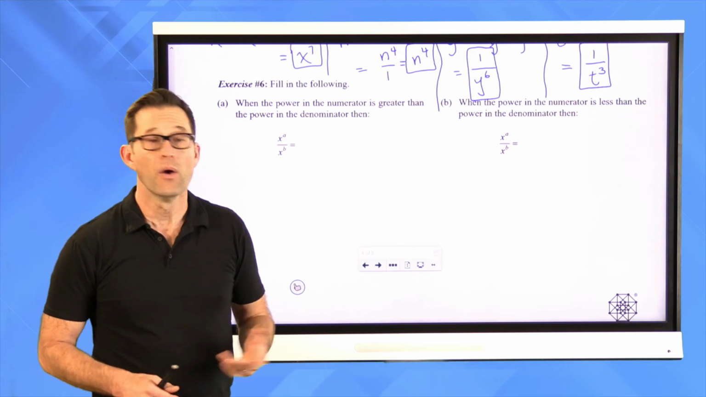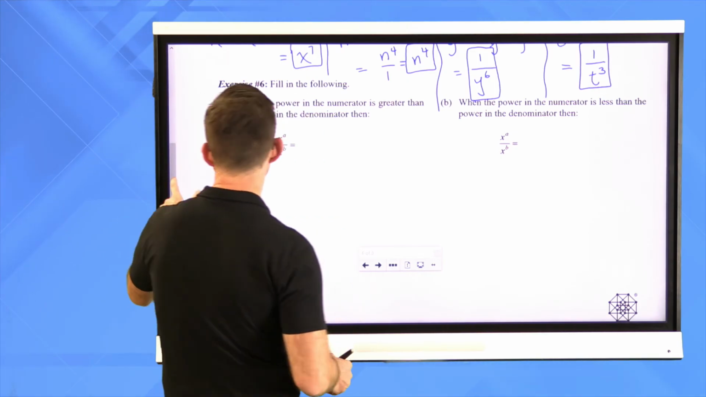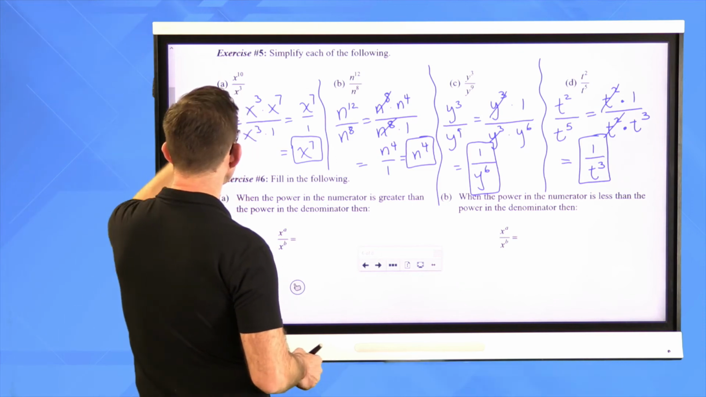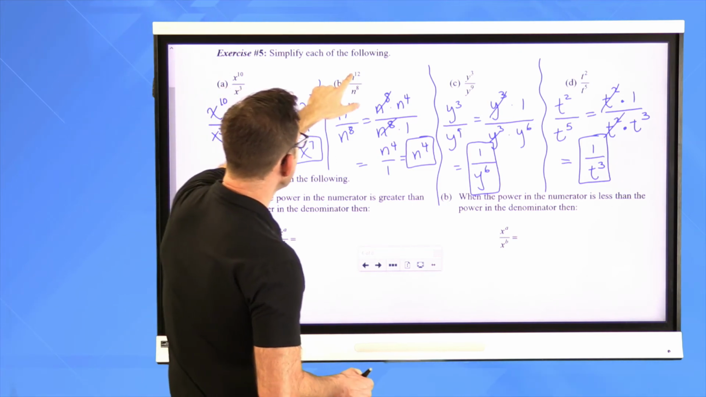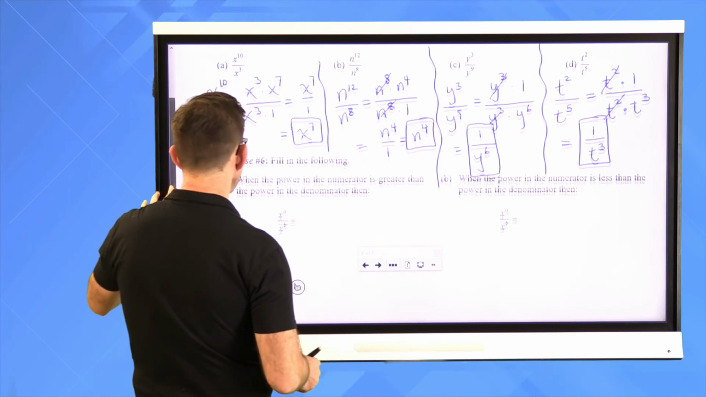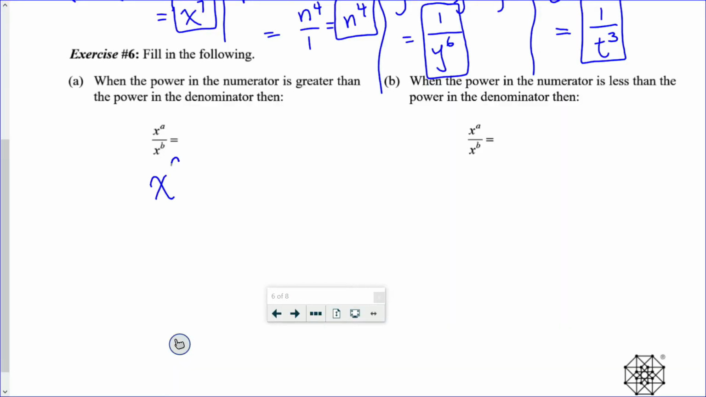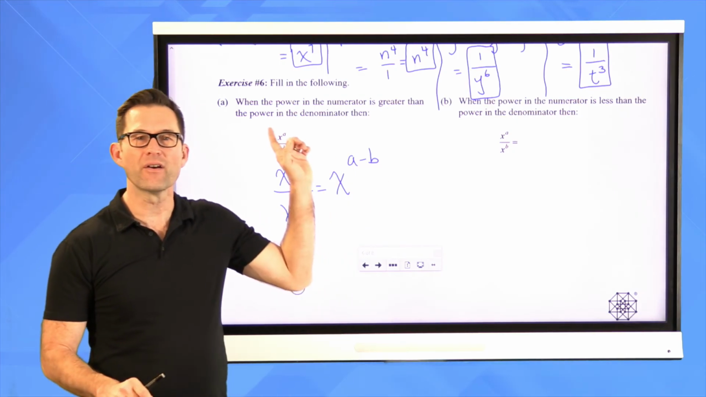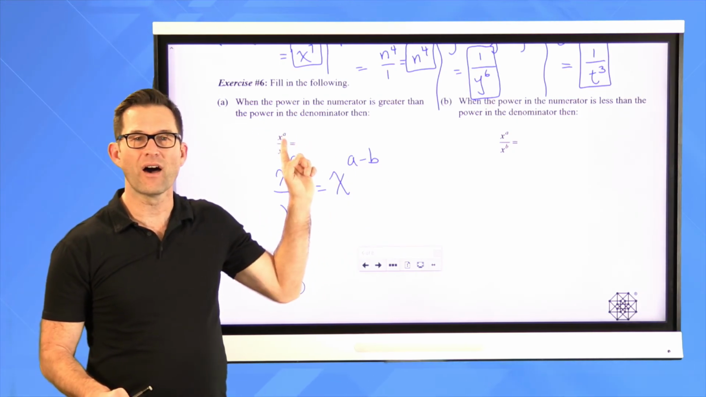All right, well, in this case, what do we have? We had x to the 10th over x to the third, we got x to the 7th. 10 minus 3 is 7. 12 minus 8 is 4. So x to the a divided by x to the b is going to be x to the a minus b. All right? That's when the exponent in the top is bigger than the exponent in the bottom.